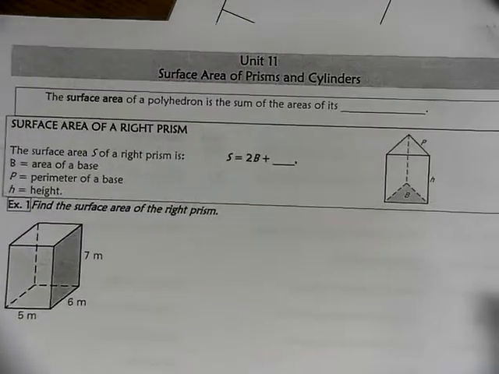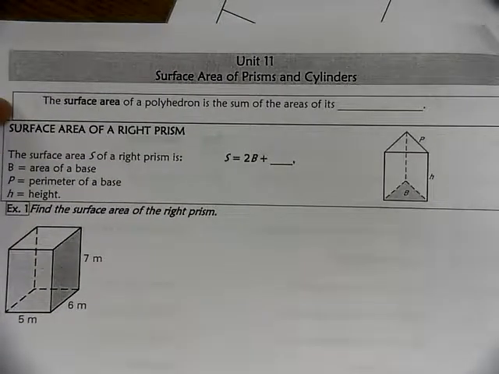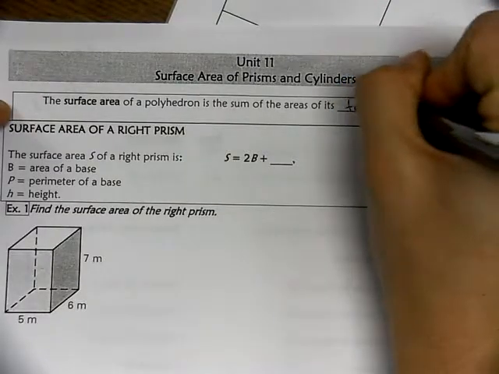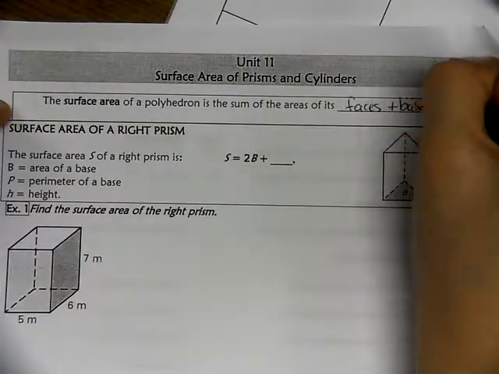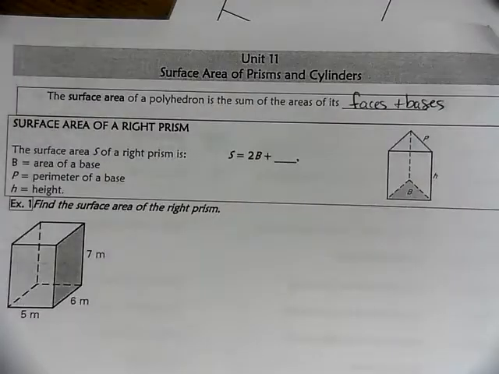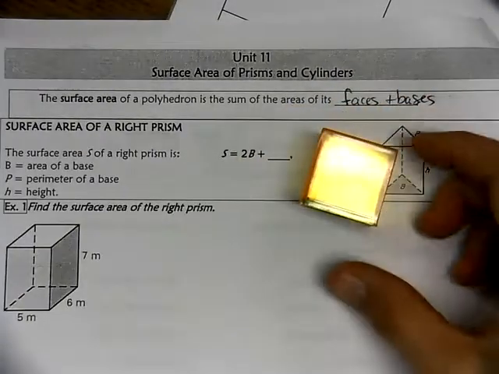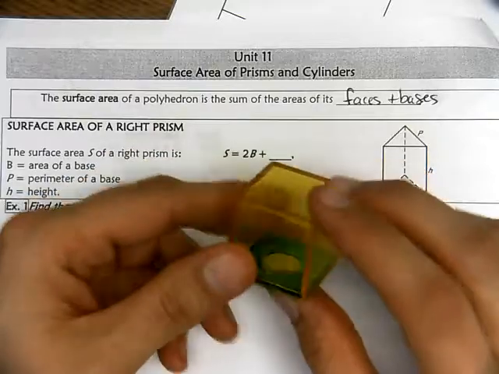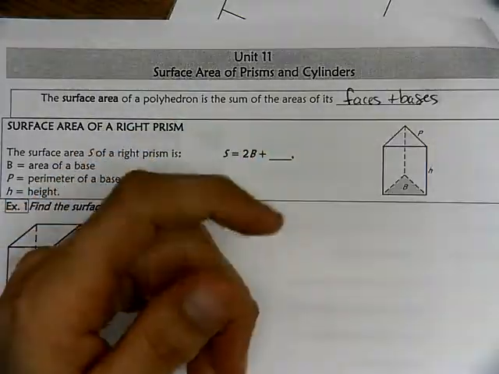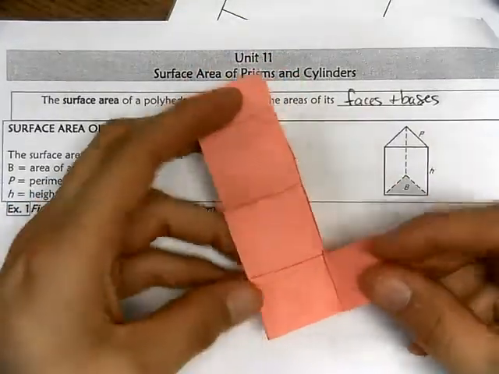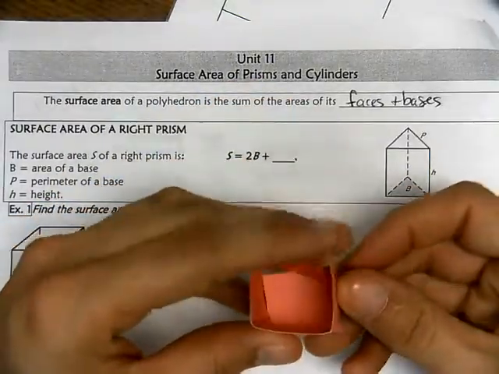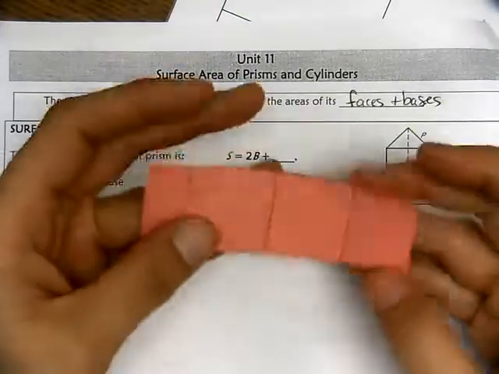So surface area. The surface area of any polyhedron is the sum of the area of its faces and its bases. So now we're not going to find how much stuff this cube can hold. We're going to find out how much stuff would make up the cube. So the surface area is how much stuff it takes to make up a cube if this had a top on it. Okay, that's the surface area.